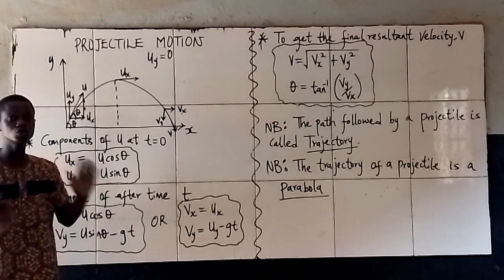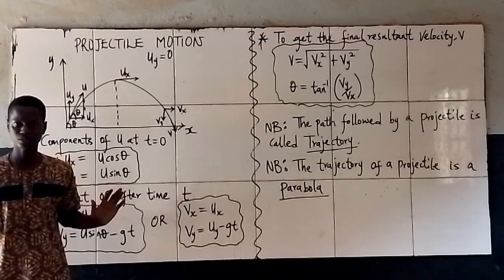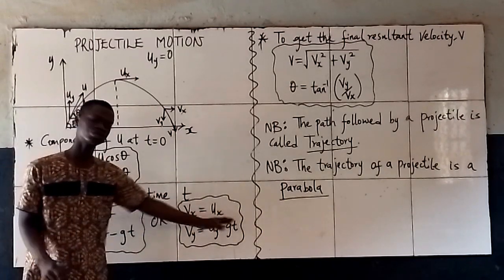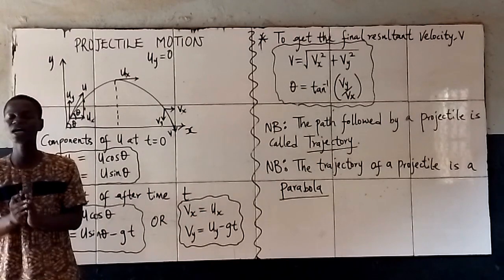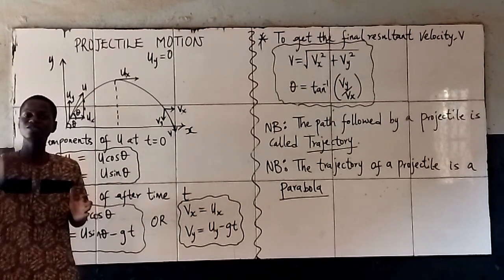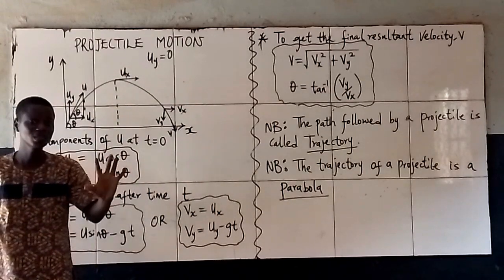That is, throughout the motion, there is no change in the horizontal component of velocity. The velocity that is acting in the horizontal component will remain the same. It's only the velocity that is acting in the vertical component that will alter or differ during the course of this projectile motion. I hope that is clear.